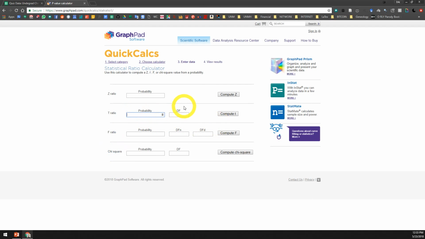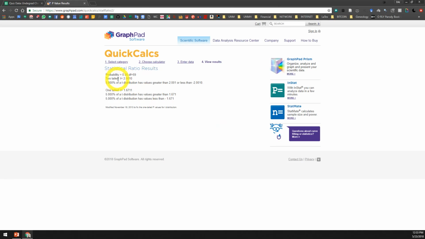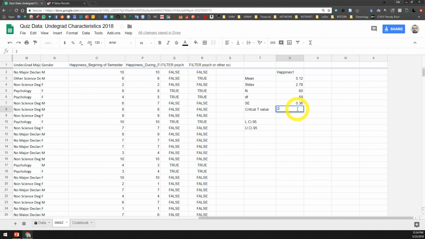So remember, this is 1 minus the proportion of our confidence interval. So it's going to be 1 minus 0.95, which is 0.05. Our degrees of freedom, if you recall, is 59, or the total number of observations minus 1. We're going to compute t, and we get a two-tailed t-value of 2.0010. So let's bring that over into Google Sheets. We'll put that right there.